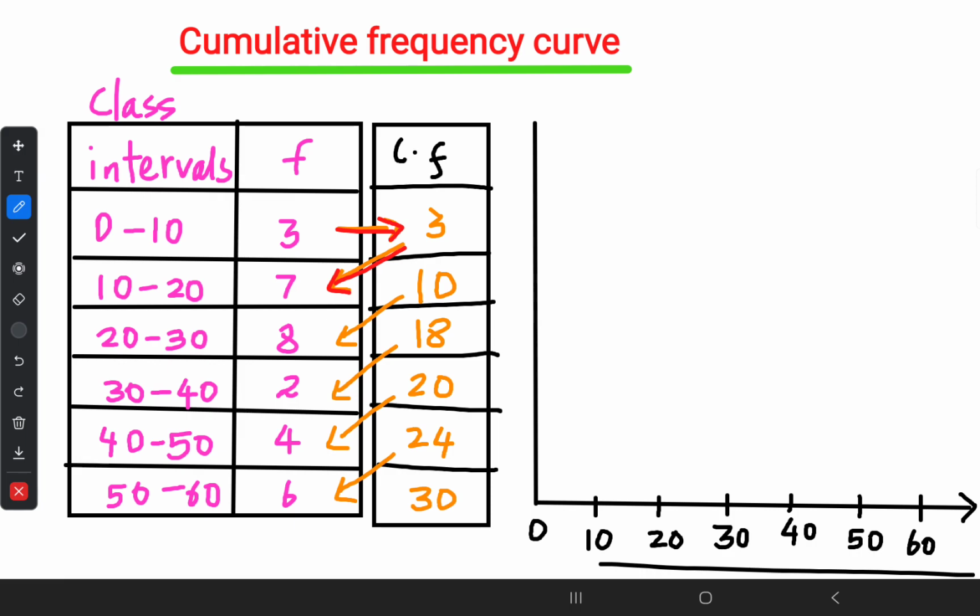The class interval case only belongs to the histogram and frequency polygon. Now we are talking about the cumulative frequency curve. The major concerning factor is the upper limit of each class interval. That's what you have to show here. Upper limits of class intervals, CI.